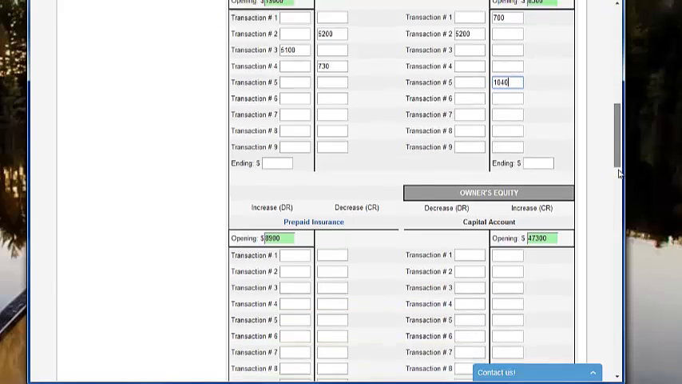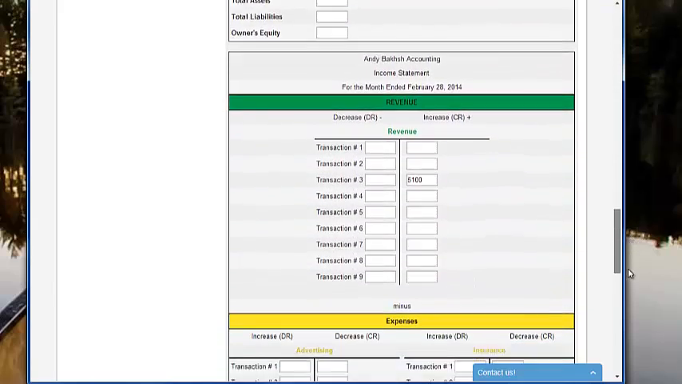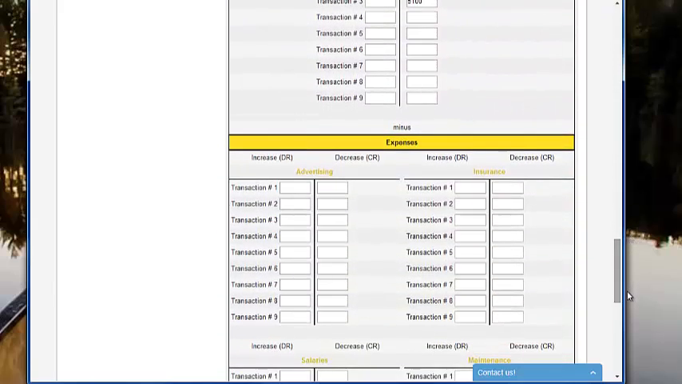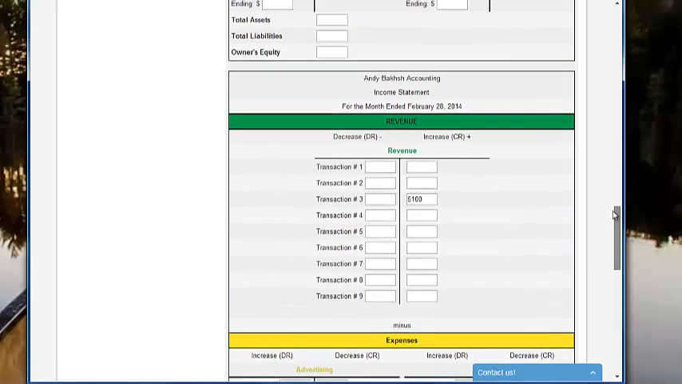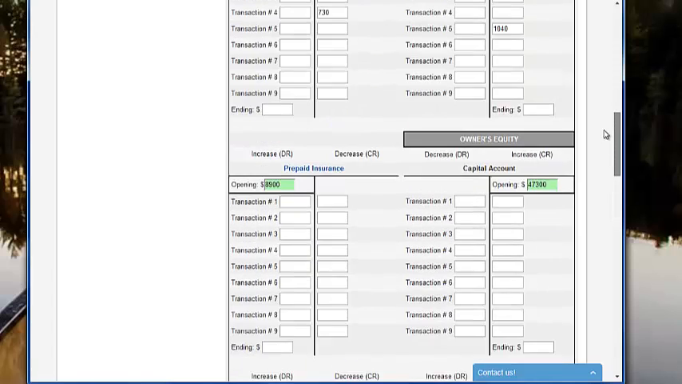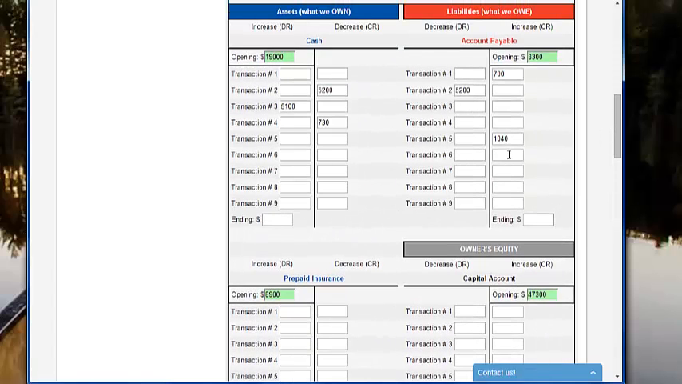I'm going to add to my advertising expense account for transaction number 6, $1,350. This is not going to be paid until March. So I am going to credit my accounts payable, or add to accounts payable, $1,350 in March.